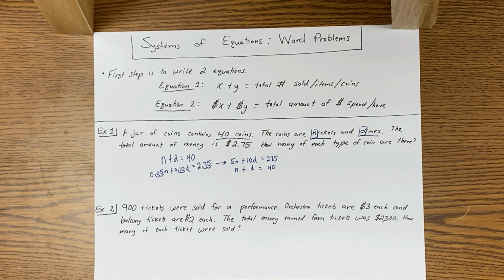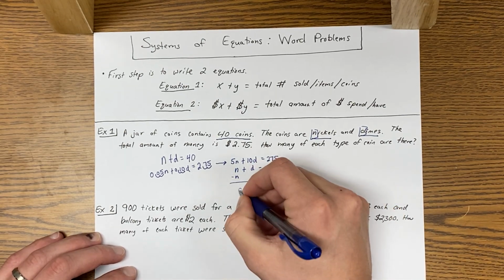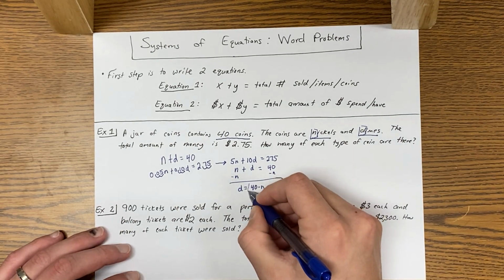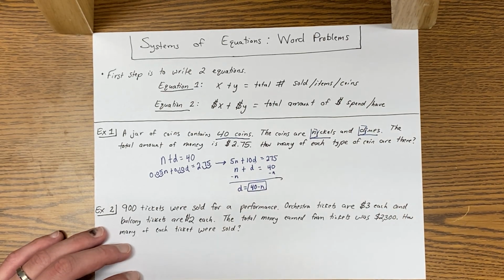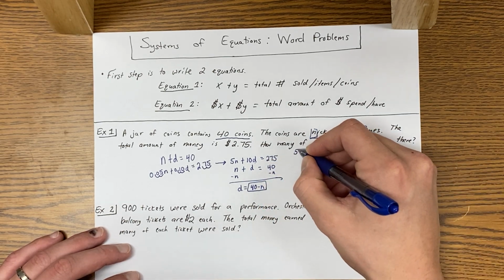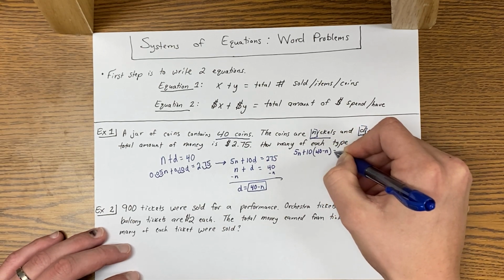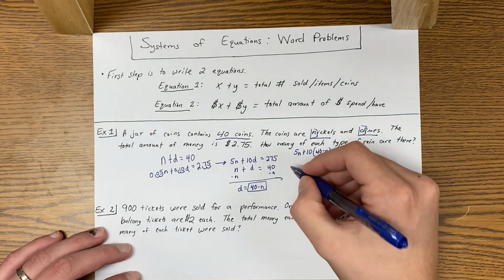I'm going to go ahead and use substitution because it's going to be easy for me to solve this second equation for either n or d. So I'm going to take my second equation and solve for d. If I solve for d in this equation, I'm going to subtract n from both sides, and I get d equals 40 minus n. So now I know that d is equal to this. And remember, substitution, I can take 40 minus n and plug it in right there for d. So I'm going to rewrite this top equation, and I'm going to say 5n plus 10 times 40 minus n equals 275. Now I can solve that equation to find how many nickels I have.